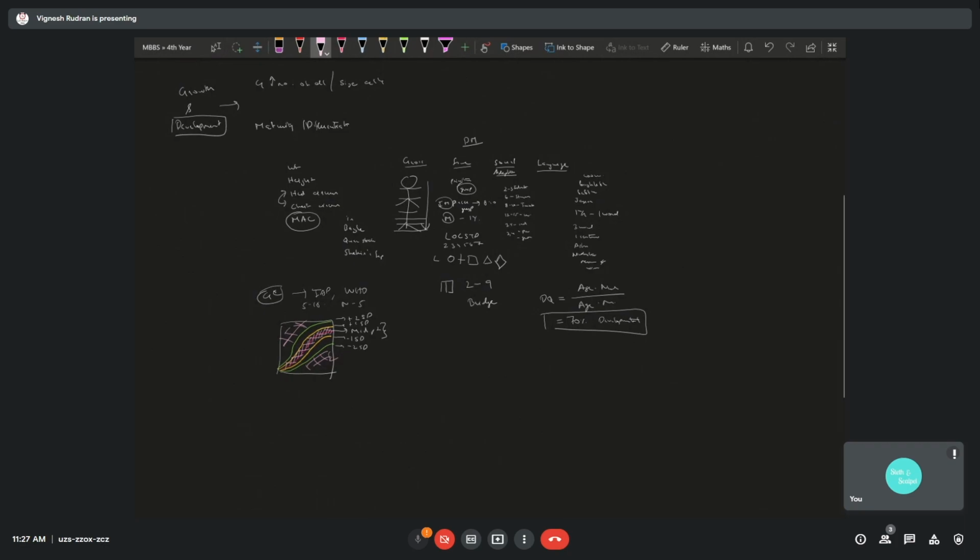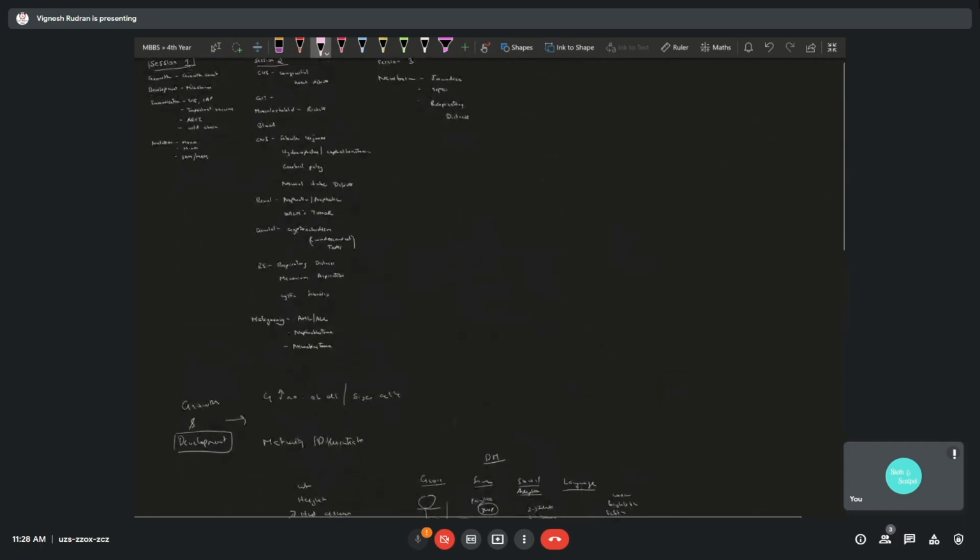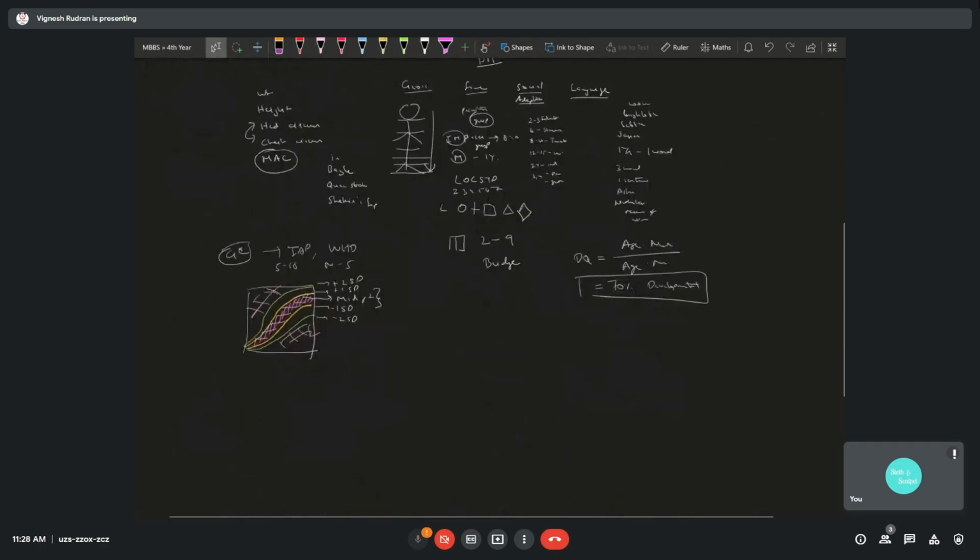Other than this, you can mention the laws of growth. That is, it happens in a sequence of events that never changes. Only the time duration in between events may change. And then cephalocaudal direction, and then various somatic growth is different, lymphoid growth is different, gonadal growth is different, and brain growth is different. All of those points are extra points which you can add when it comes to growth and development.